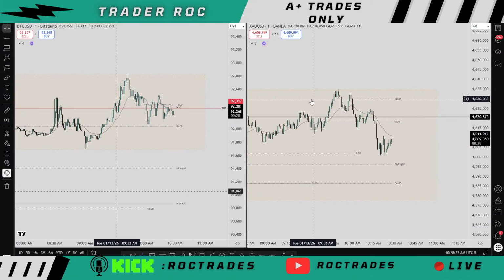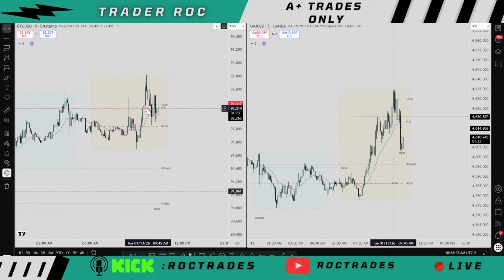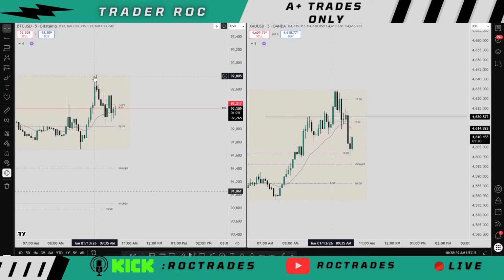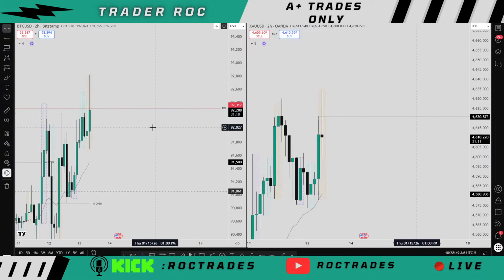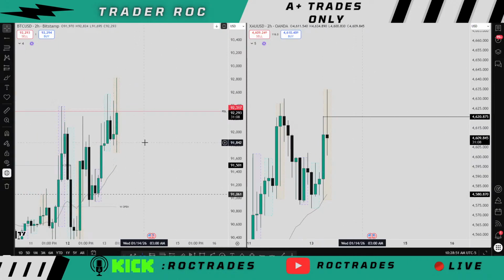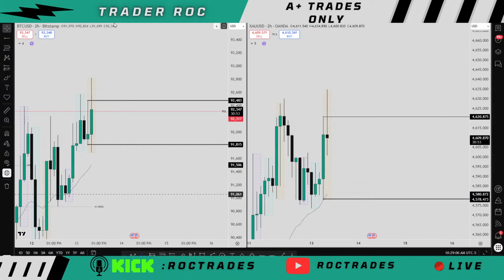So, what do we have here? Crypto still looks pretty strong, around 92,000. I don't see much going on over here. 10 a.m. opens accumulating right now. Nothing has been swept. Okay, well, we sweep this 7 a.m. high here. See how price responds now that that level's been swept.